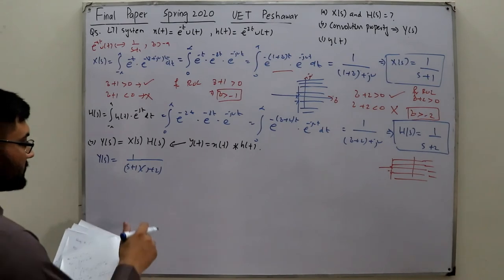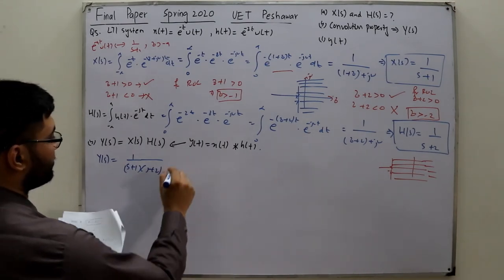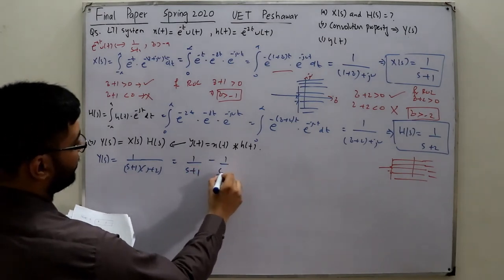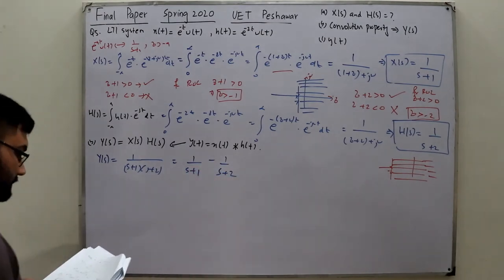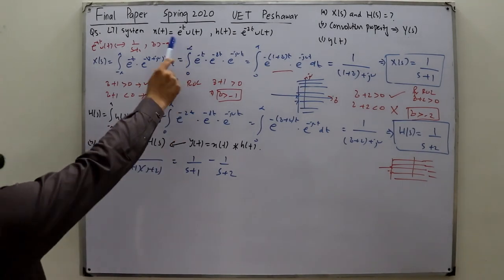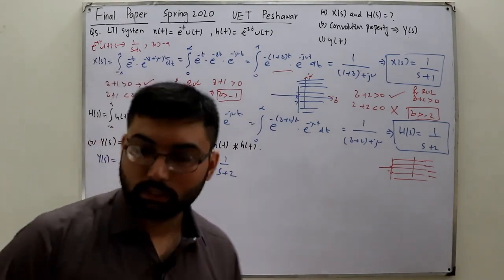So you do this by partial fraction again. This would give you 1 upon s plus 1 minus 1 upon s plus 2, right? Now, we were given a right-sided signal u of t, a right-sided impulse response, so the output would also be right-sided.